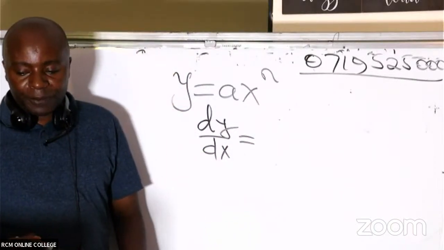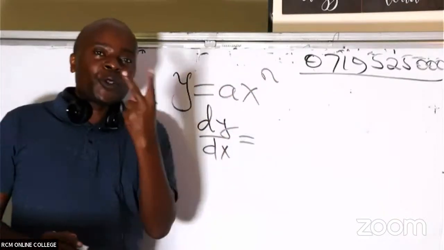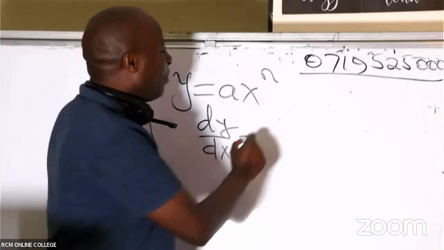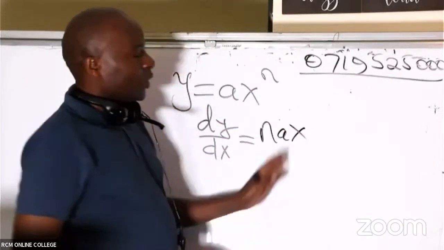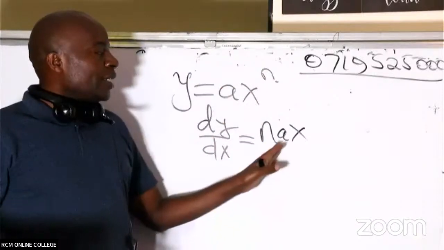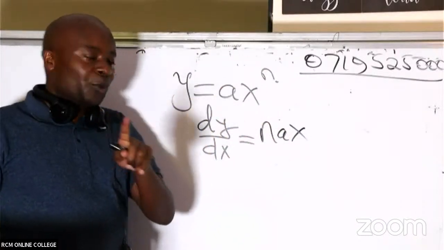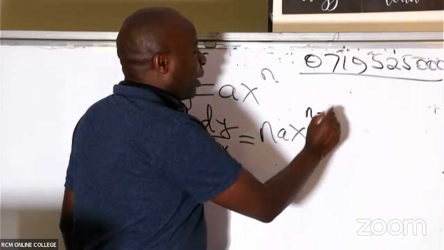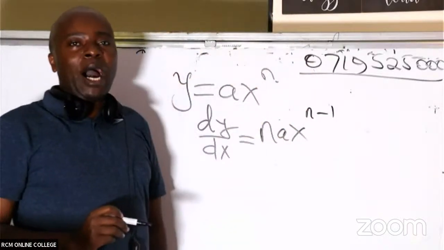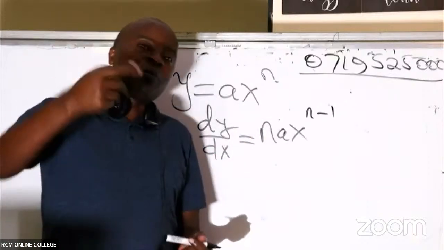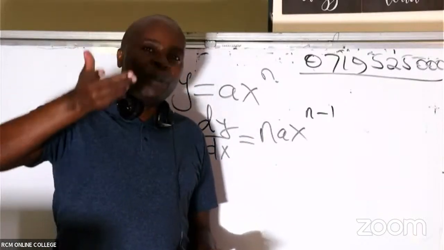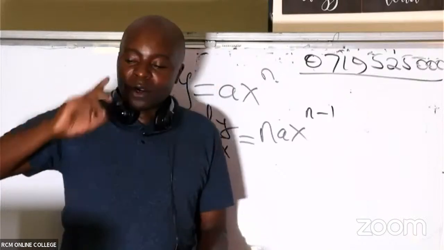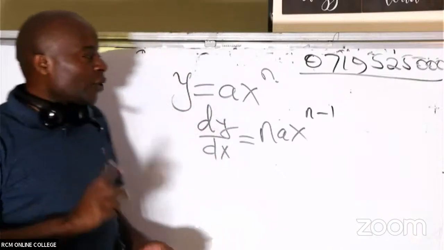Now, ladies and gentlemen, please listen. There are only two simple rules. We will have to drop this n down. When you drop this n down, we get what we call the nax concept here. And then the second simple thing is reducing the old power by 1. To get a new power, we subtract 1 from the old power. So there are only two things. You drop the old power down, and then you get a new power by taking the old power minus 1.